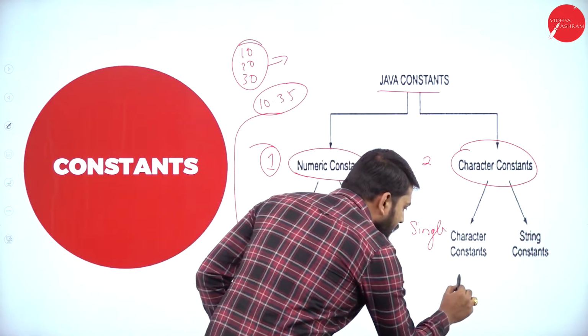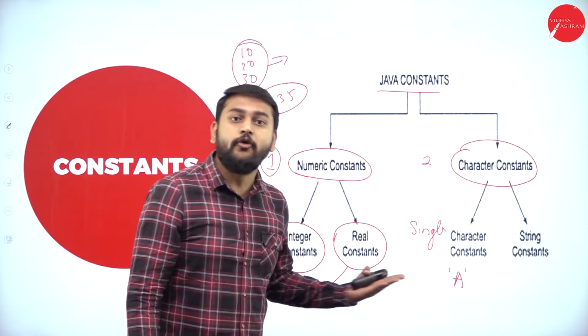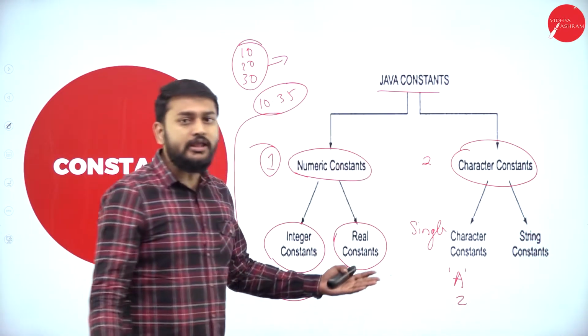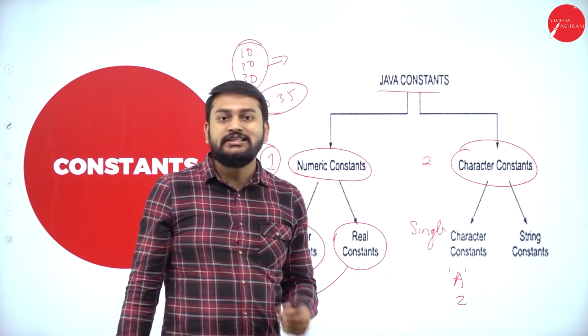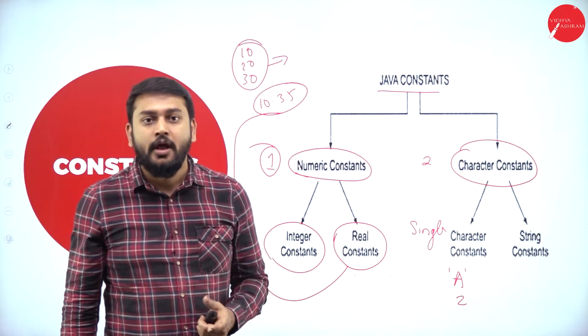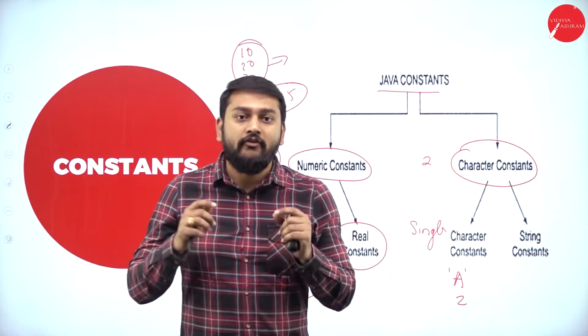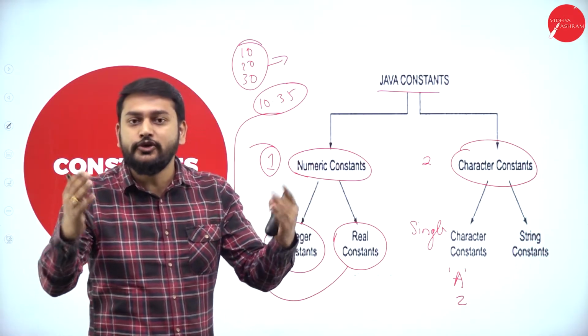For example, I have A. How many characters do I have here? I have only one character. Say I have Z. How many characters do I have? Only one character. This is what I will call a single character constant. My value will be only one character. That's what you need to remember.